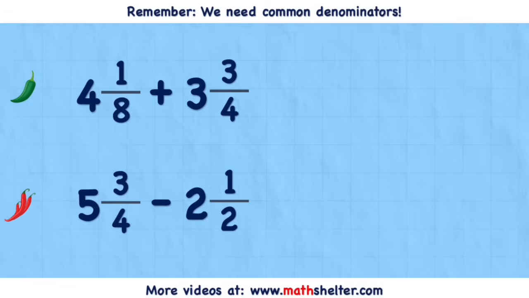Okay, what do we need to remember today? Well, we need to remember that we need common denominators to help us. So let's understand what that means with this first example. I have 4 1/8 added to 3 3/4. If we were going to stack these like a normal addition question, I would have 4 1/8 added to 3 3/4. But at the minute, I can see we do not have common denominators in our question. I have an 8 and a 4, so I need to find common denominators.